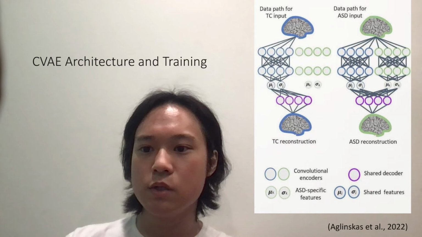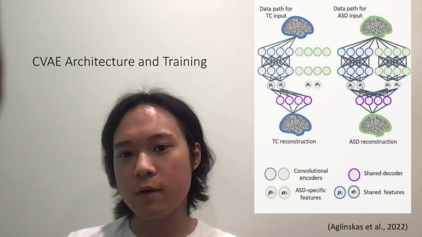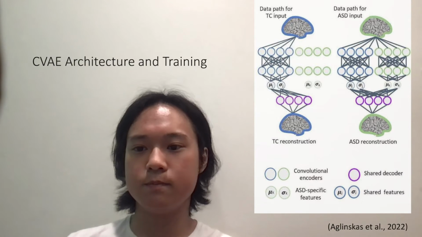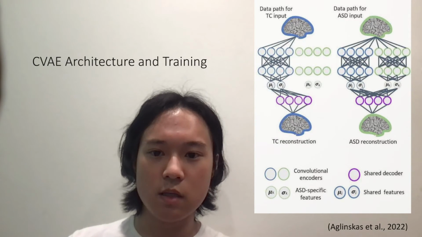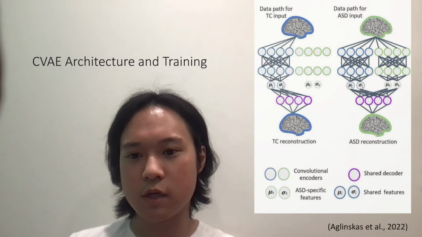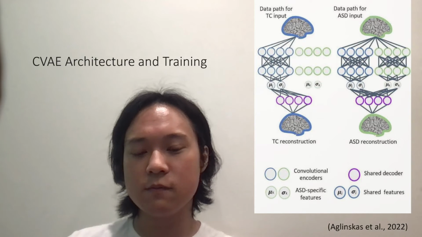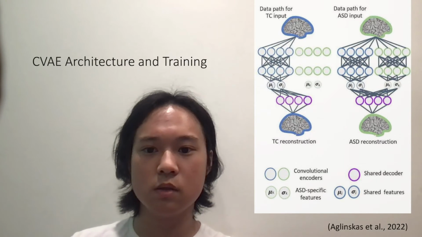The authors choose to use CVAE. As you can see here, I already have the architecture laid out. It is a variational autoencoder, aka VAE. But what is different here is the C, which stands for contrastive. And by the end of this video, I hope you can understand what the contrastive here means.